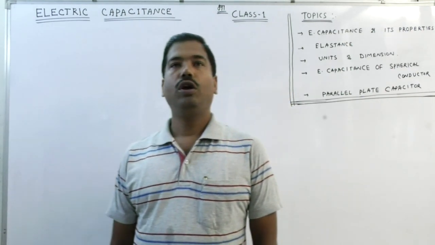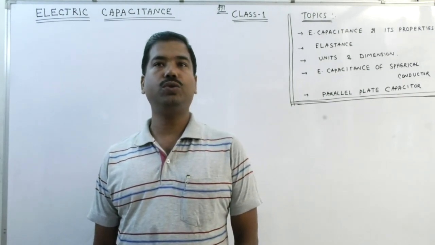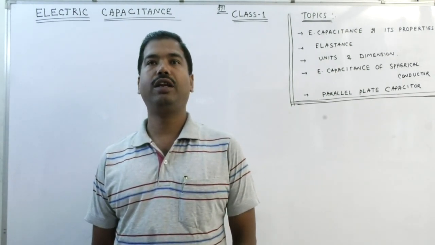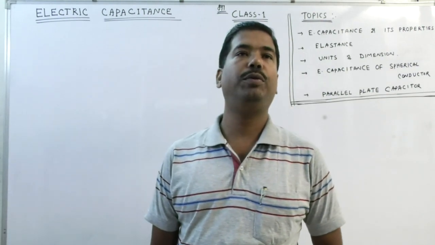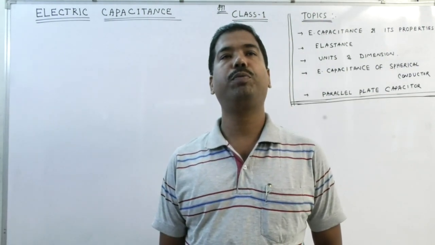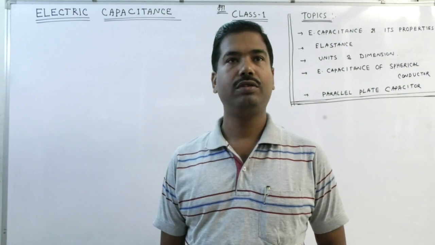Clear? So for a fixed conductor of charge Q and radius R, for a spherical conductor, the electric potential in air medium is found to be V is equal to 1 by 4 pi epsilon 0 Q by R. Am I right?